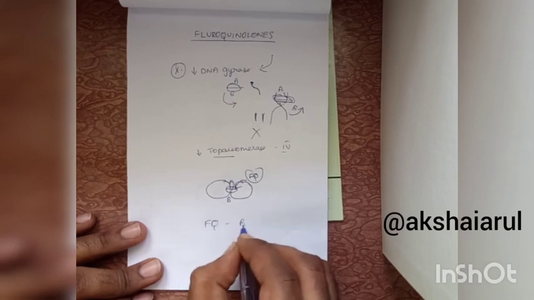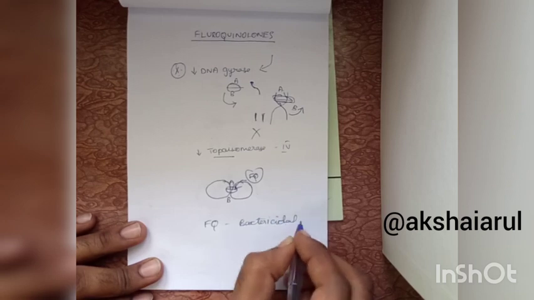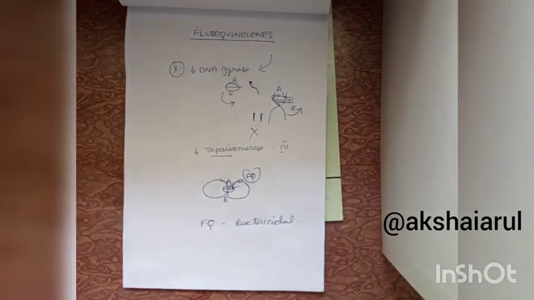Fluoroquinolones are bactericidal in action, which means they kill the bacteria and thus prevent the growth of bacteria.